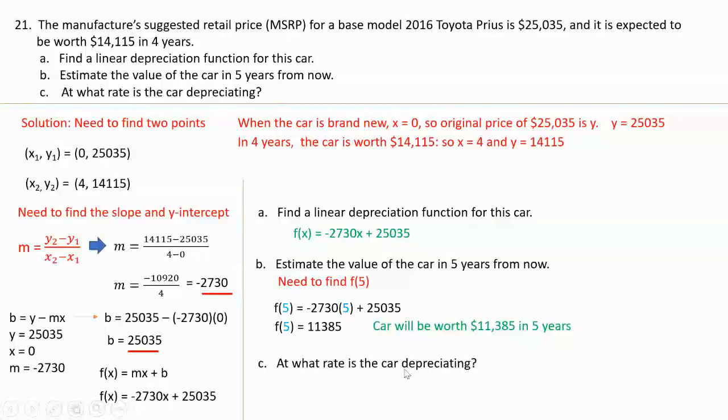Now for part C, at what rate is the car depreciating? So here, guys, depreciating already means negative, right? So we don't have to put negative 2,730. We just put the positive 2,730. The car is depreciating at 2,730. And again, we don't put negative because depreciating means negative. So anyway, this is the answer for C. And this is how you apply a linear problem in real life.